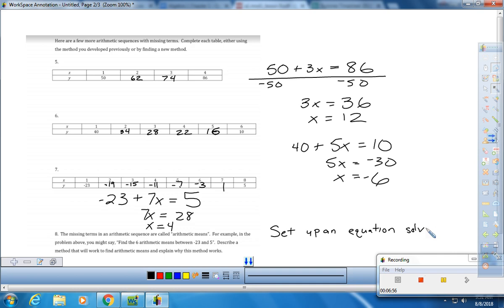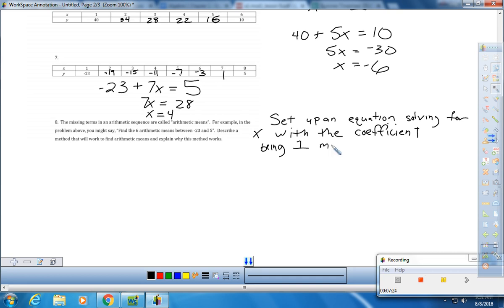Solving for x with x with the coefficient, that's just the number in front of the x, being 1 more than the number of means.